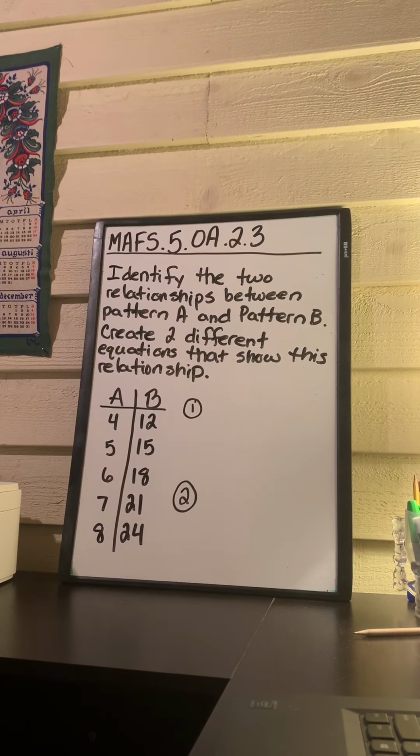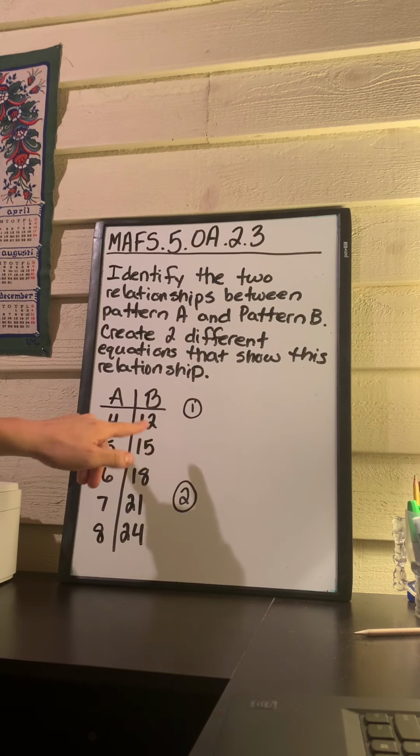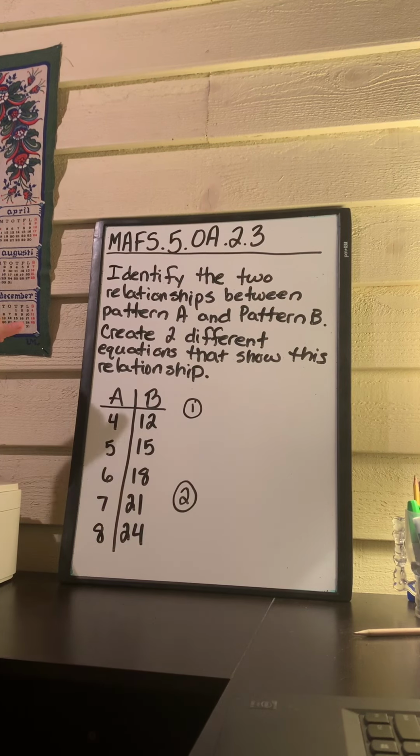Our second example is very similar. This one states, identify the two relationships between pattern A and pattern B. So again, just like the previous example, we're going to have two relationships. How did I get from A to B? And how did I get from B to A? And we're going to be looking at these corresponding terms that are right next to each other and thinking about their mathematical relationship. So also, we're going to use the relationships we identify to create equations that show these relationships. And they're very, very similar.